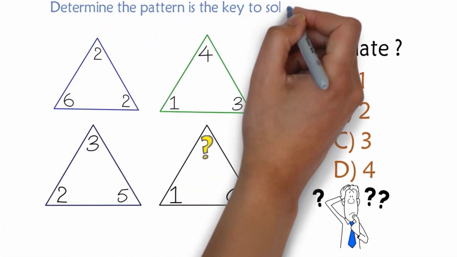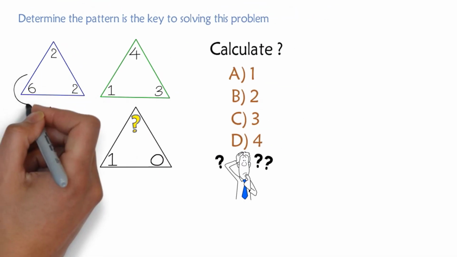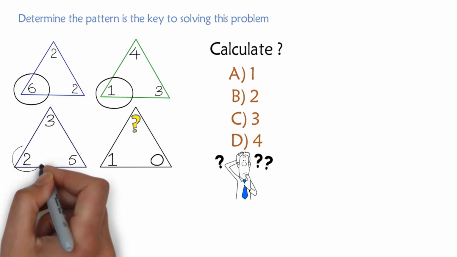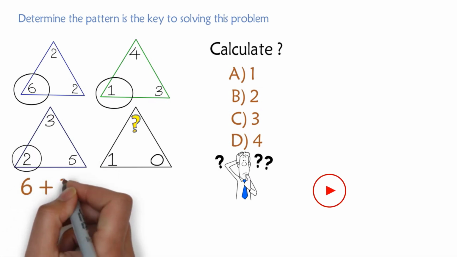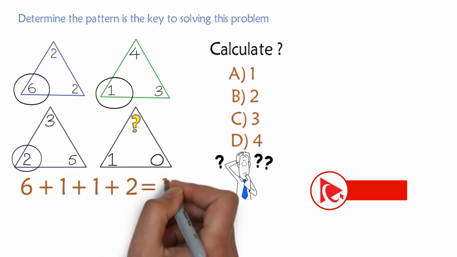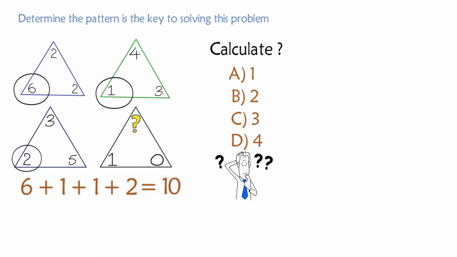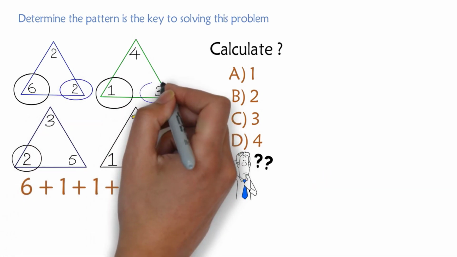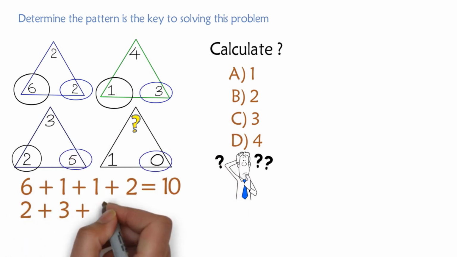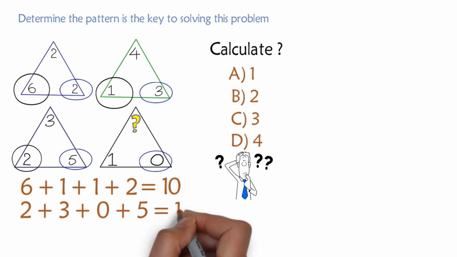Determining the pattern is the key to solving this challenge. For example, if you add up the numbers in the lower left corners, 6 plus 1 plus 1 plus 2 in all triangles, you will get to the sum of 10. Same thing happens when you add up the numbers in the bottom right corners of the same triangles. 2 plus 3 plus 0 plus 5 also equals 10.